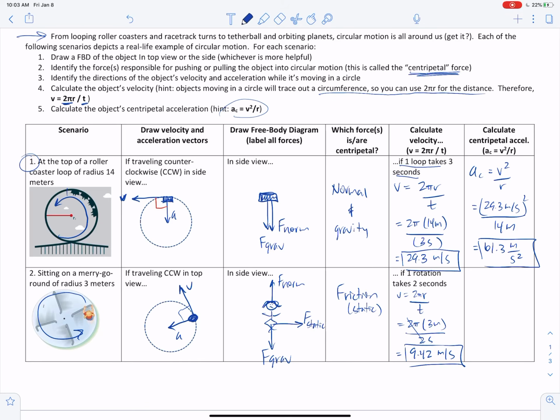And her centripetal acceleration is velocity squared divided by the radius. So we're going to take her 9.42 meters per second, square it, and divide it by the radius of 3 meters. And her acceleration is 29.6 meters per second squared. Again, comparing that to free fall acceleration, which is 9.8 meters per second squared, she is now pulling about 3 Gs, which is a much more realistic, survivable rate of acceleration.